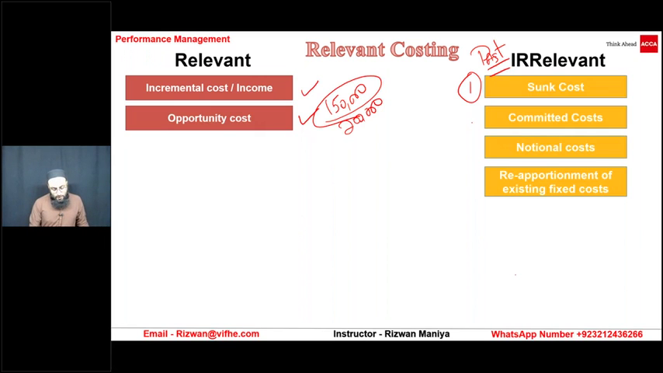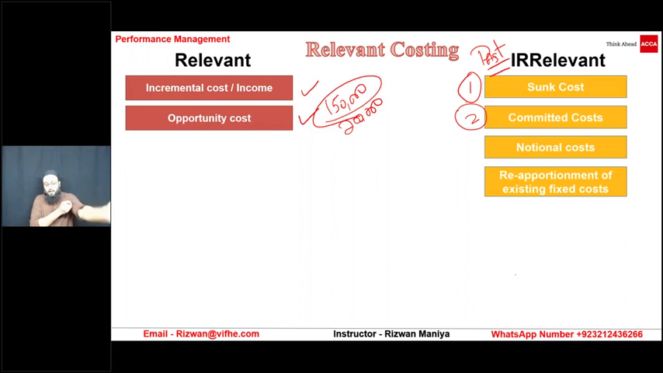A cost will also not be relevant if it is a committed cost. Now, what is a committed cost? Guys, listen. A committed cost is a cost that will be incurred in the future, but still it will not be a relevant cost because the commitment to incur it was made in the past. At the time of taking the decision, this cost has not been incurred, but the promise to incur it was made before the decision making, that is, in the past.